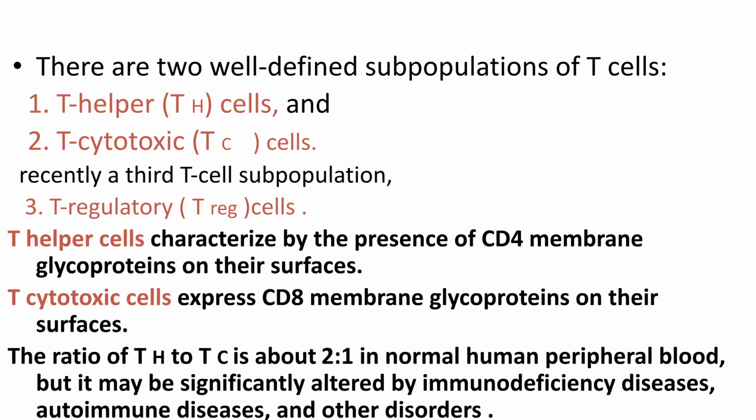T lymphocytes, or T cells, mature in the thymus. They express a T cell receptor that recognizes antigens bound to major histocompatibility complex, or MHC, proteins on cell membranes. T cells are categorized into T helper, T cytotoxic, and T regulatory cells. T helper cells express the CD4 glycoprotein, while T cytotoxic cells express CD8.